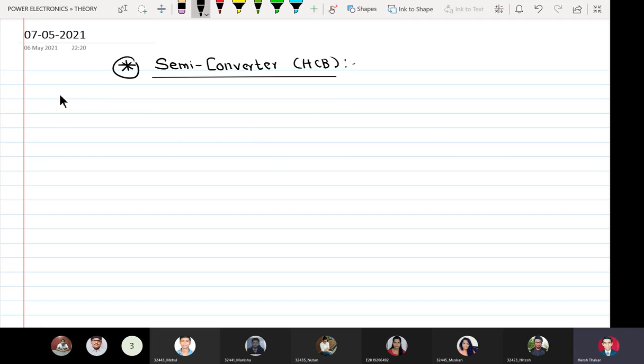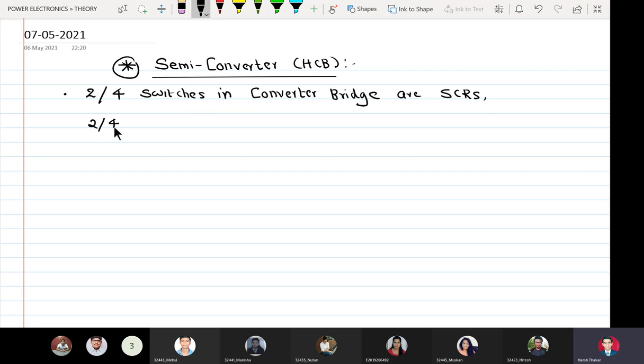So for continuity, make a point that a semi converter means 2 out of 4 switches in the converter bridge are SCRs, and 2 out of 4 switches in the converter bridge are diodes. Okay.